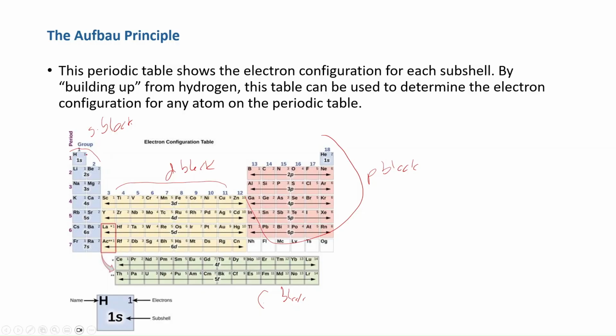So you have 1s1, 1s2, 2s1, 2s2. What is next? 2p1, 2p2, 2p3, 2p4. Move on. 3s1, 3s2.